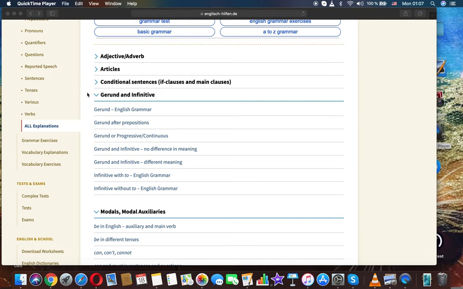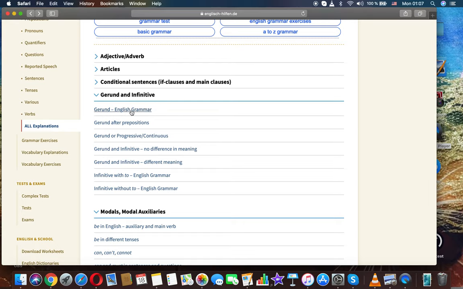Today we'll discuss the topic gerund and infinitive. We'll take the first topic, gerund, in English grammar.